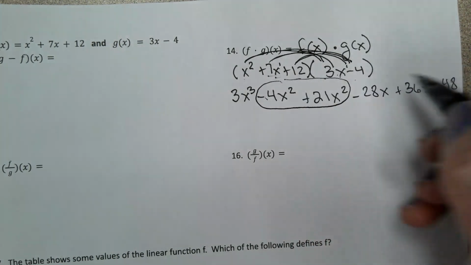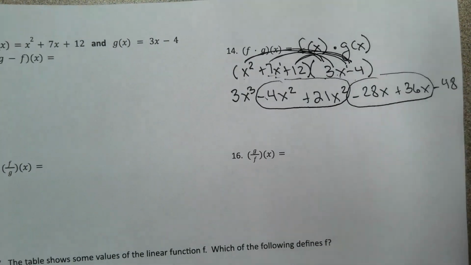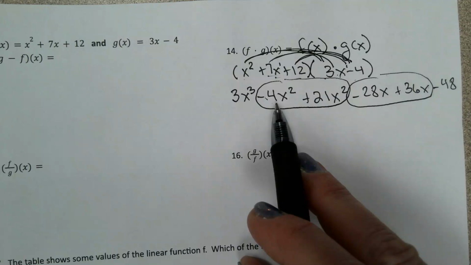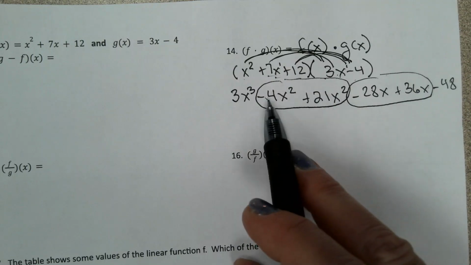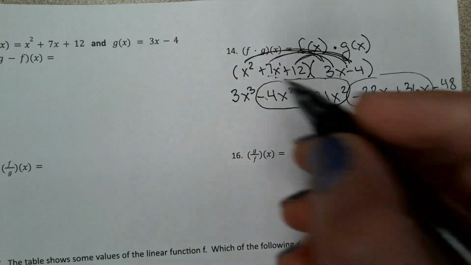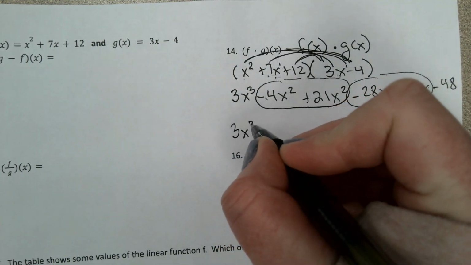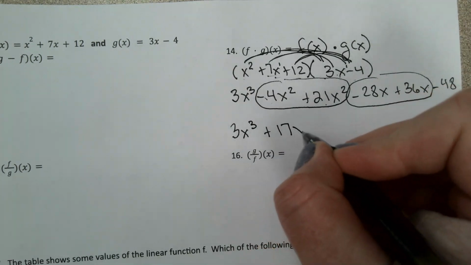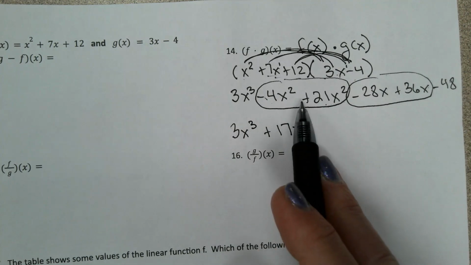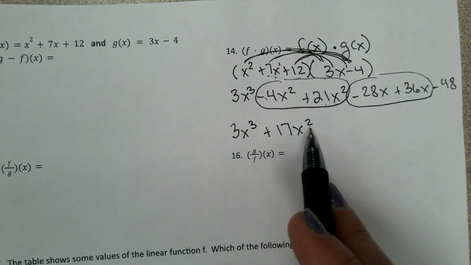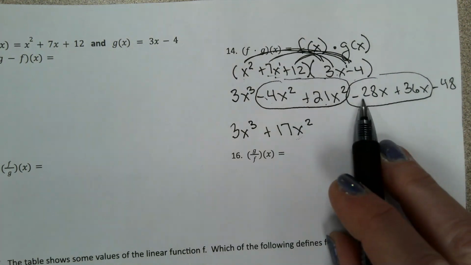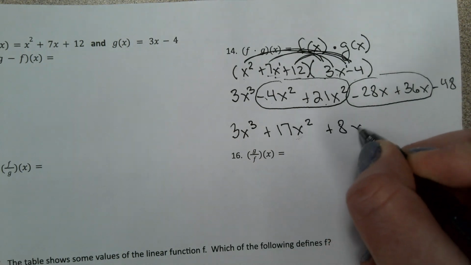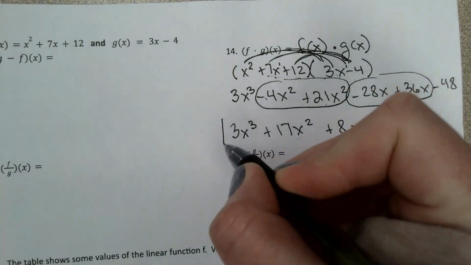Now I'm going to go through and combine like terms. Like terms are defined as having the same variable and the same exponent. So when I do that, I'm going to add my x squareds together, and you just add their coefficients. So I don't have any other x cubed, so you just bring that down. Negative 4 plus 21 adds up to 17x squared. So remember, when you combine like terms, your variable and exponent are unchanged. Negative 28 plus 36 adds up to 8x. And then you don't have any other constant, so that's all you have.